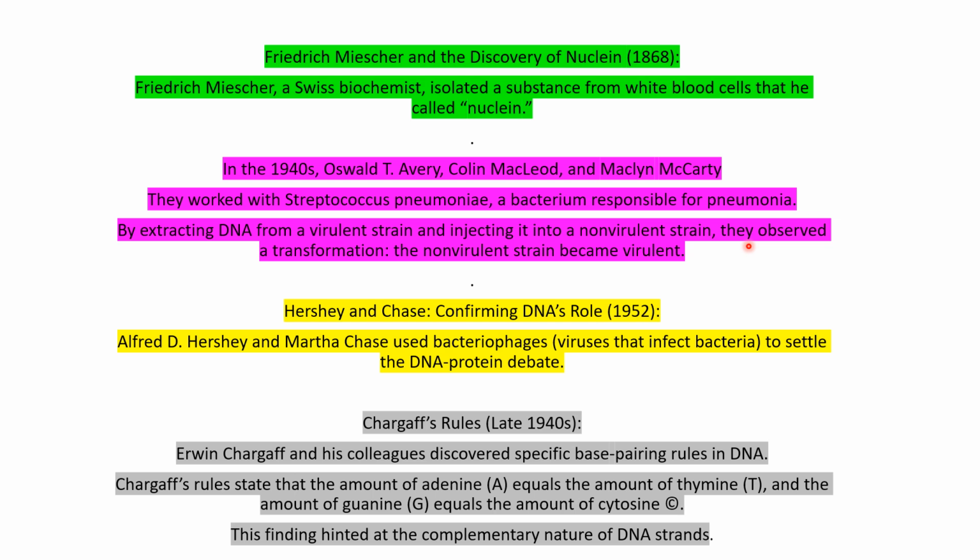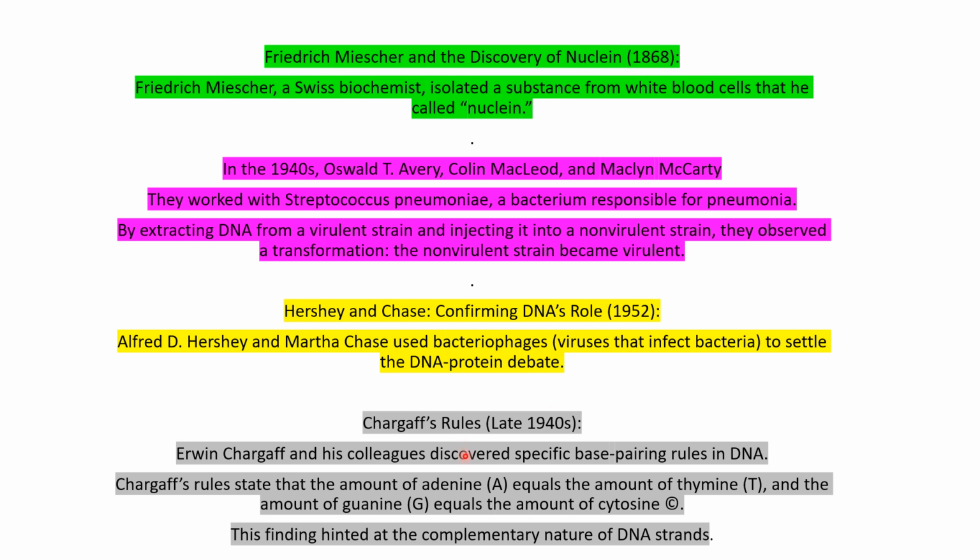virulent into the non-virulent. Later on, to settle this DNA and protein debate, in 1952, another experiment using the bacteriophages was conducted by Hershey and Chase. Then afterwards, we know that the model was proposed by Watson and Crick. They gave the B form of the DNA.